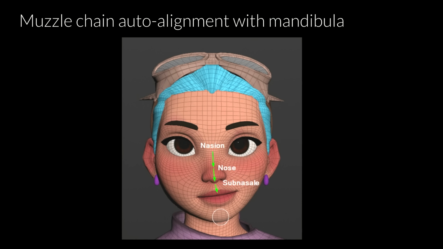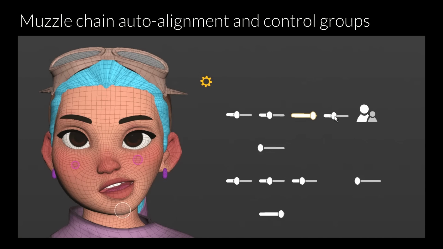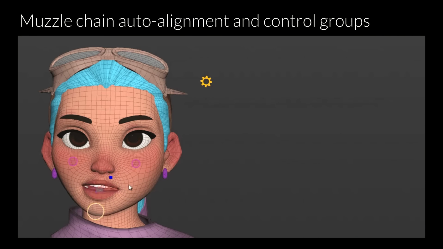So what I did is I built a chain of joints from the bridge of the nose, the nasion, the nose, and then the subnasal. And I aim this chain towards the mandibular. And there are sliders to determine how much each joint should align with the mandibular. So we can gauge this effect from 0 to 1, let's say.